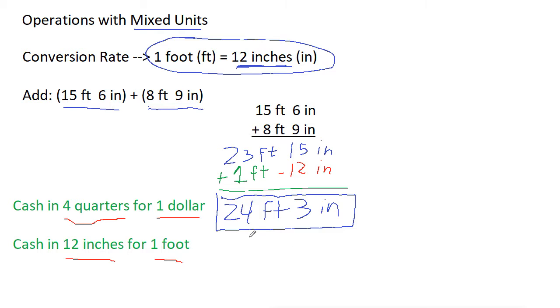It's very similar to the idea of 4 quarters for $1, or even like with whole numbers. If you do something like 15 plus 28, you say, okay, 5 plus 8 gives me 13, but wait a minute, I'm going to write down the 3 and carry the 1. It's a similar idea to that. It's just that we're not doing groups of 10 here, we're doing groups of 12. So that's one addition problem. We're going to do a subtraction problem next.